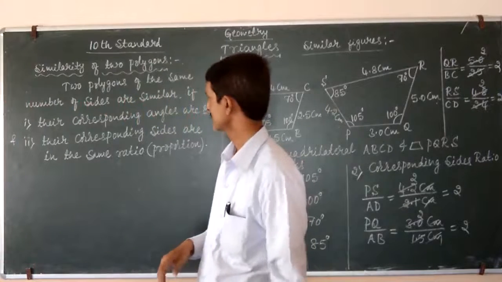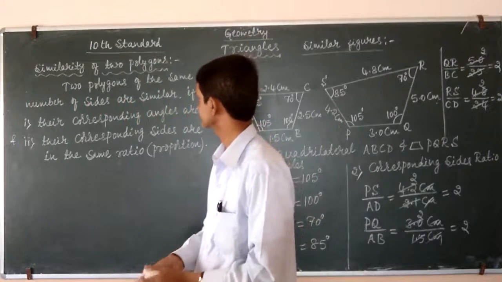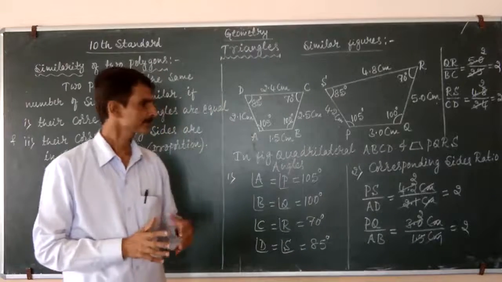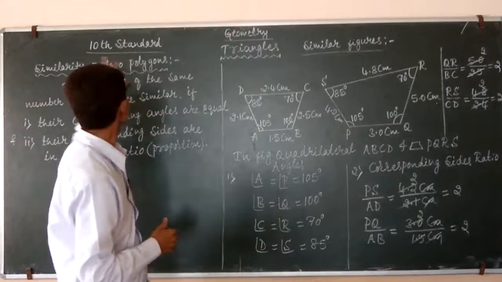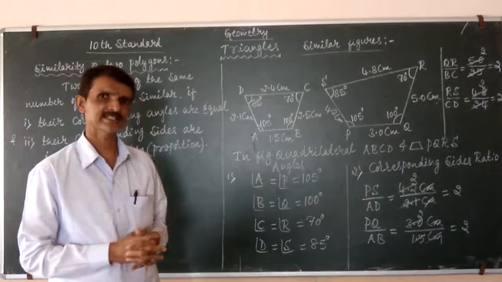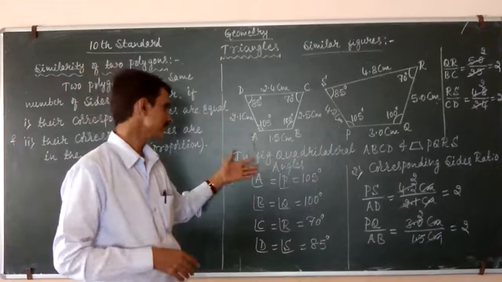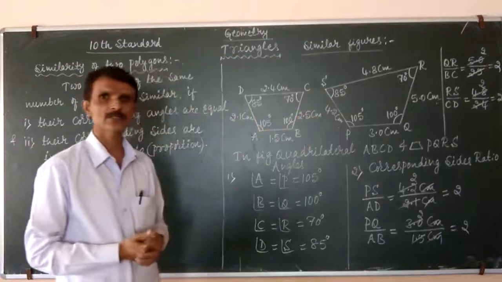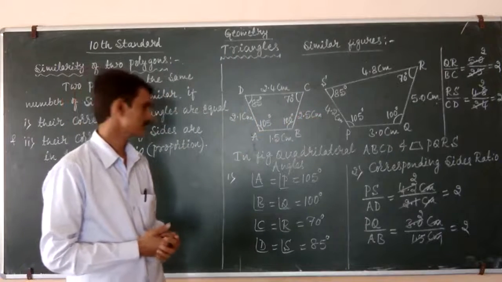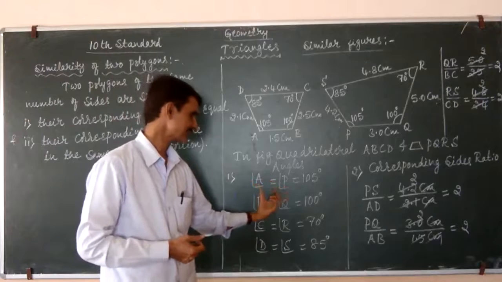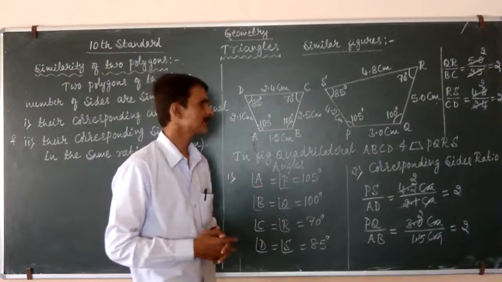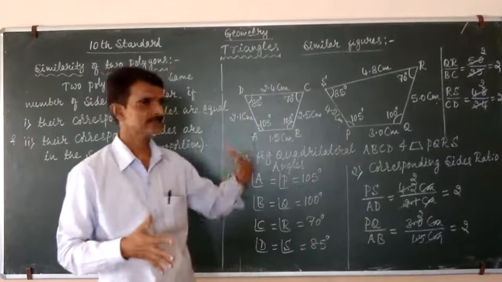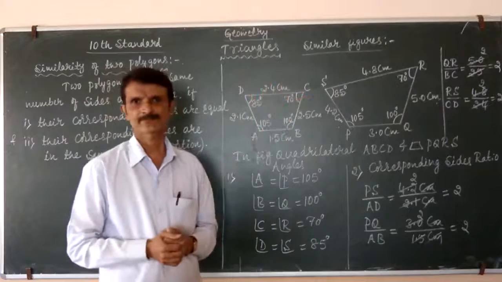Okay, students, you have understood the definition of the similarity. So first condition is that the corresponding angles of two similar polygons must be equal, and the ratio of their corresponding sides must be the same.